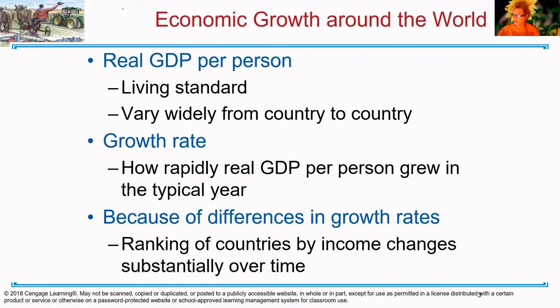Okay, so the first thing we want to understand is real GDP per person. All we know at this point is per person basically takes real GDP, remember that's been adjusted for inflation, and divides it by the population. It varies a lot from country to country. And when we talk about the growth rate, this is what we're looking at: how rapidly did real GDP per person grow? Again, there are obviously differences in growth rates. We're going to talk about some of those differences in upcoming objectives.